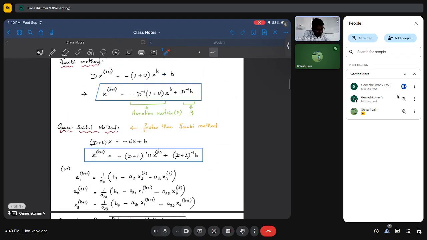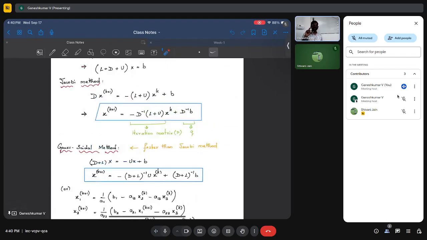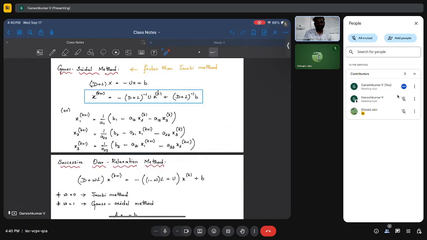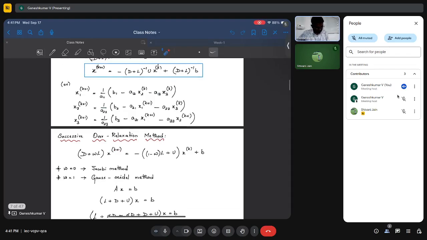In this case, xk remains constant when we find xk plus 1, in the sense that we do not update the xk values. But in the Gauss-Seidel method, whenever we get a new value, in each vector we have n x's, right? When you get a new value of one of those x's, we update these values in the upcoming equations. That's the Gauss-Seidel method. For example, in a 3 cross 3 matrix you have xk plus 1 and xk.